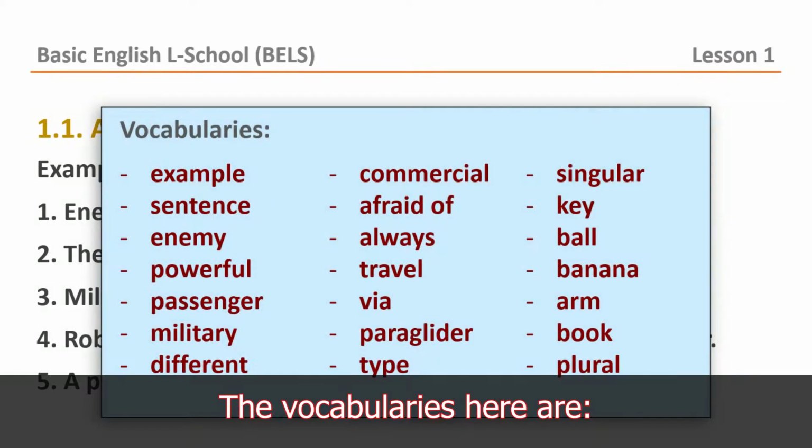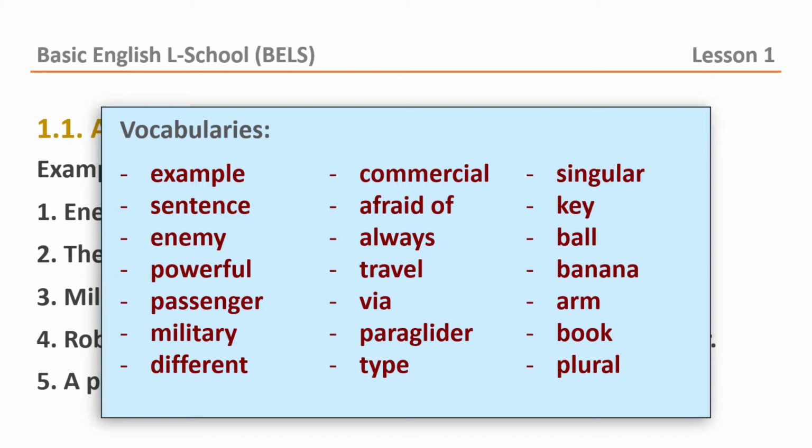The vocabularies here are example, sentence, enemy, powerful, passenger, military, different, commercial, afraid of, always, travel, via, paraglider, type, singular, key, ball, banana, arm, book, plural.